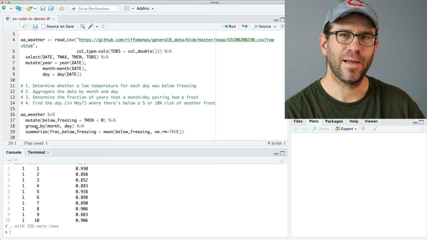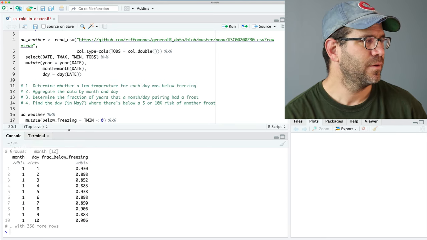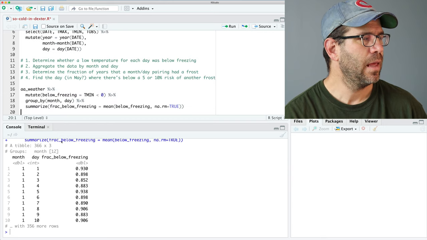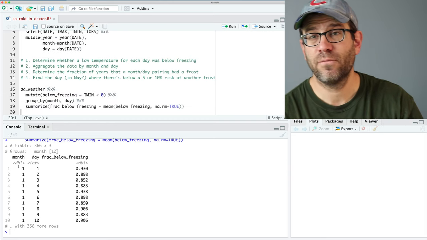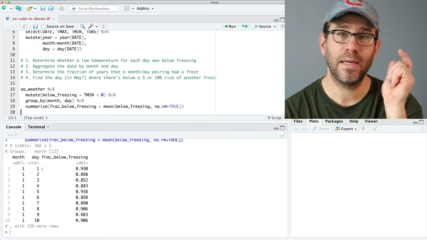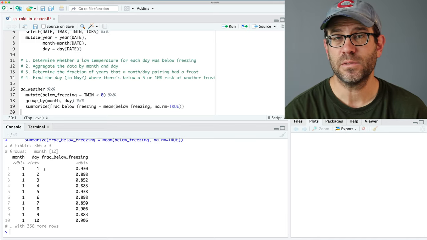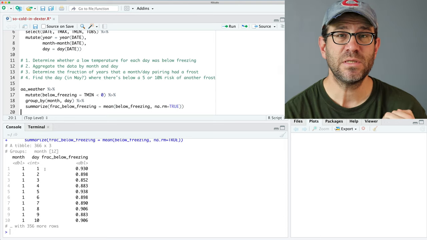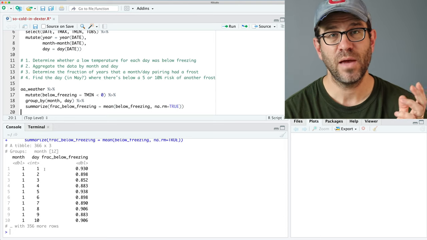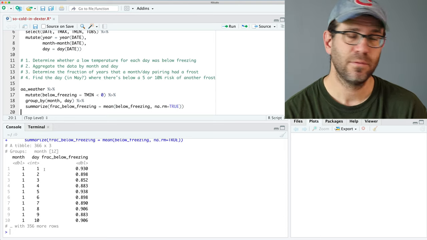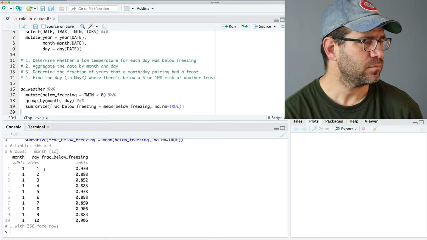Remove that, and now we're doing it. So let me make this window a little bit bigger, and we see that in the first column we have the month, the second column the day, and the third column is the fraction of years where it was below freezing. So on January 1st, we see that 93% of the time we have a low temperature below freezing. That makes a lot of sense, right?